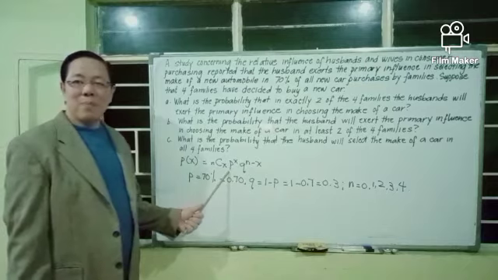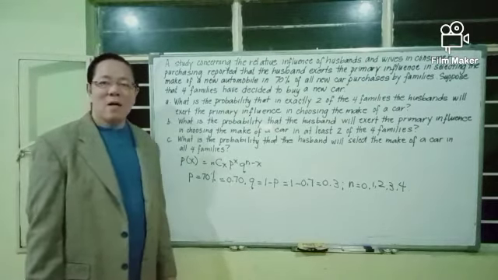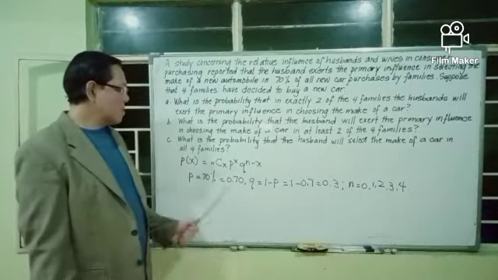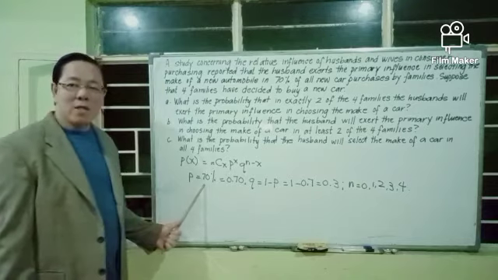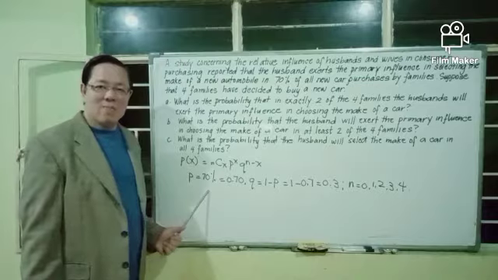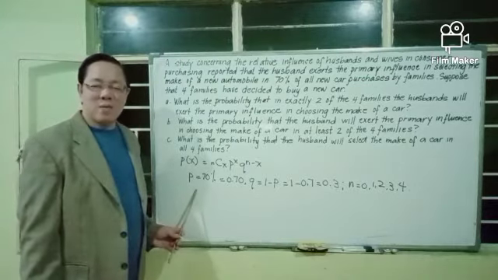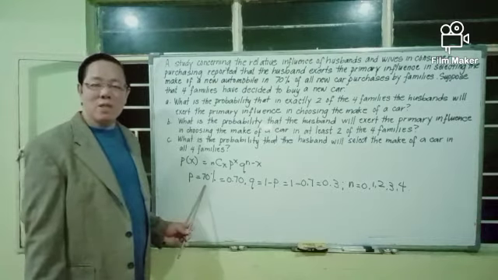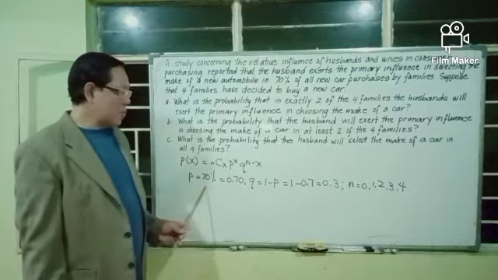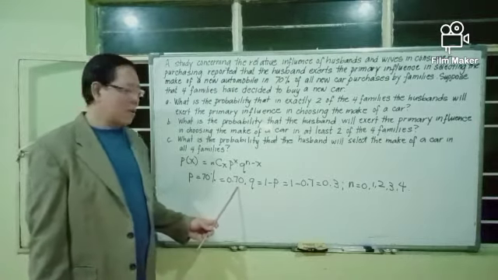The probability of success here is the probability that the husband will decide on the make or brand of new car to purchase for the family. And it is given that in all the new car purchases, 70% were decided by the husbands. Hence, we take 70% as the probability of success, the probability that a husband will make the decision on what brand or make of new car to purchase. And 70% in decimal number is 0.70.